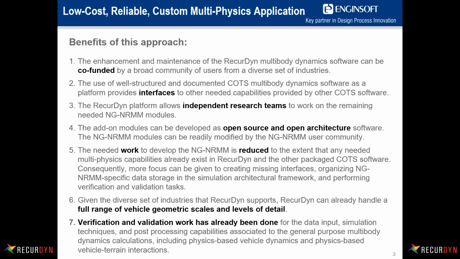Fifth, the amount of work that's needed is reduced when using an existing platform. So any kind of multi-physics capability doesn't have to be redone, as well as the other off-the-shelf, COTS is commercial off-the-shelf, software that RecurDyn interfaces to. All those capabilities don't have to be recreated. So then the focus can be on the custom capabilities that are particular to the NRMM, things like special data storage tasks and so forth that are needed for these kinds of simulations.